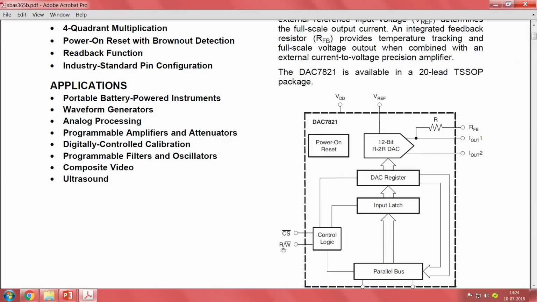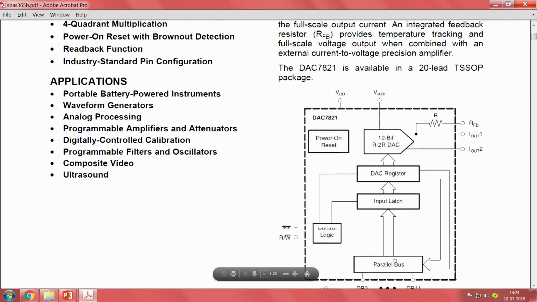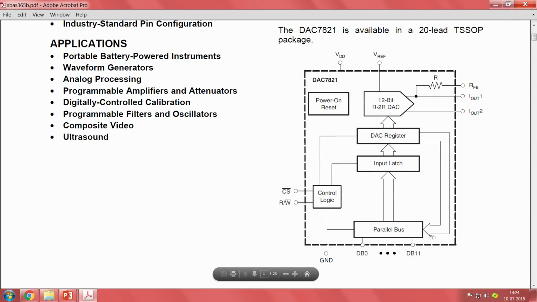Okay. And read write bar would mean that when this signal is high, it is read, so it will be reading, and when the signal is 0, it is writing. So, with the same pin you can have both read or write depending on the value that you give. Okay. Then this is your data bus, which we have already discussed, DB0 to DB11, that means it is a 12 bit data bus, and that will go in as a parallel bus.